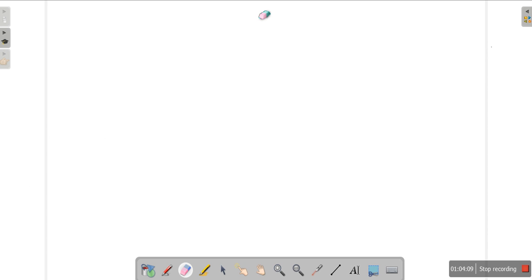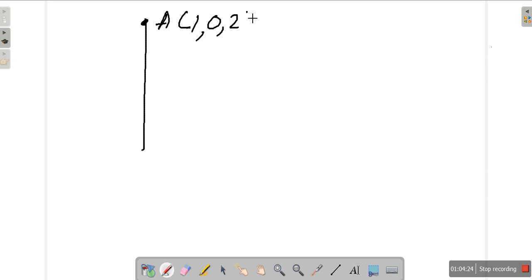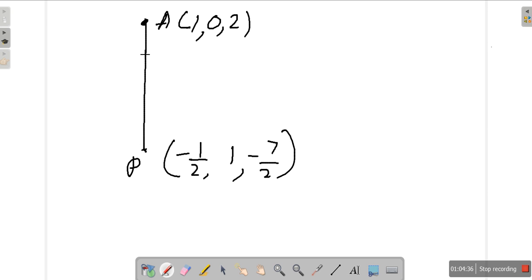So now we are ready with our line. If you recall the original diagram, it was like this. This was point A, which was 1, 0, 2, and just now we have computed point P, which is minus 1 by 2, 1, and minus 7 by 2. That gives me a vector along the line AP bar. So what is the vector along the line AP bar? P minus A.